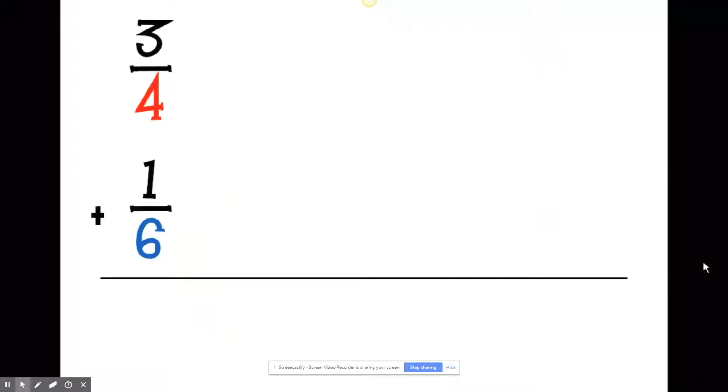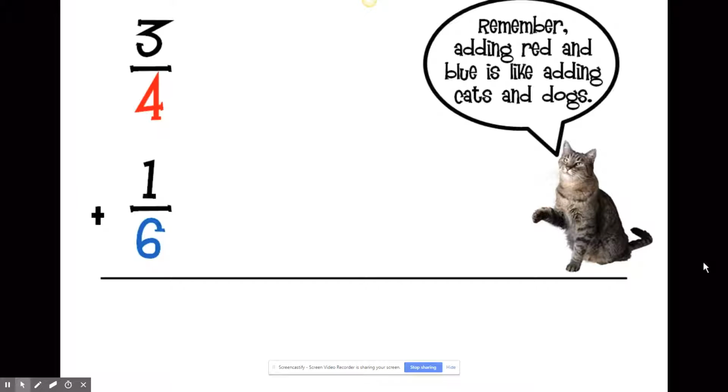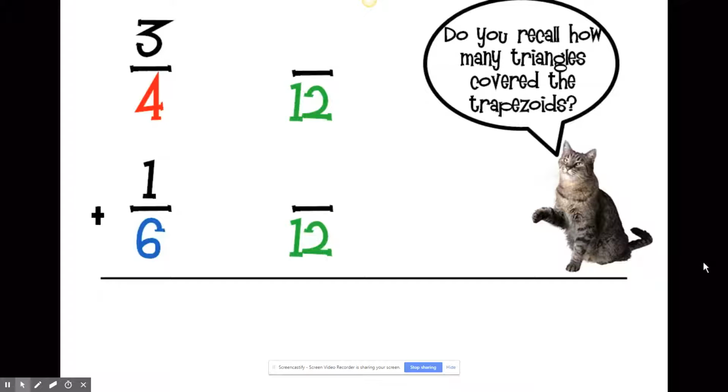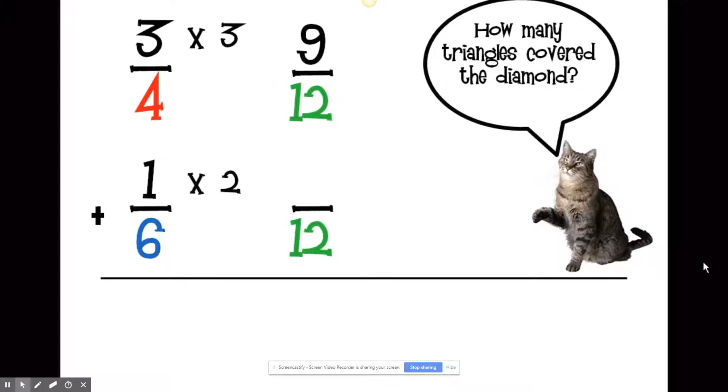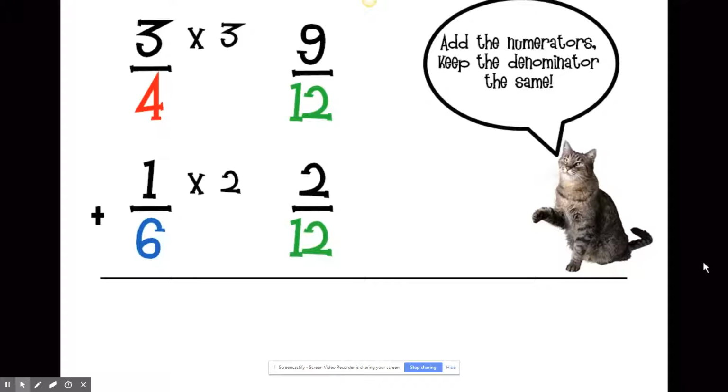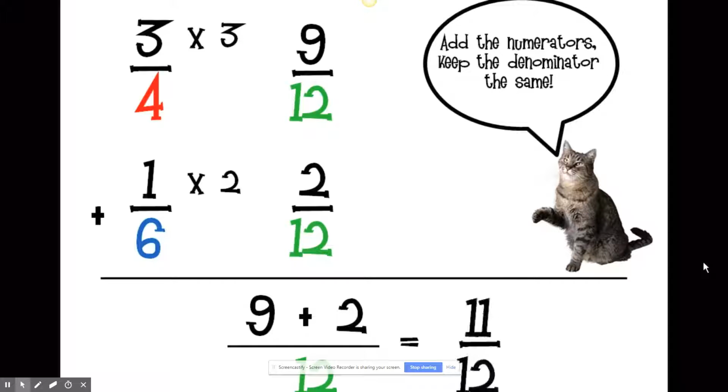I always tell my students that they should write their addition problems with fractions vertically. Now, remember, adding red and blue is like adding cats and dogs. Got to get the common denominator. Here's how you're going to get your new numerator. Do you remember how many triangles covered the trapezoids? There was 3 on each one, so 3 times 3 was 9. And on the blue diamond, there were 2. 1 times 2 is 2. Add the numerators, keep the denominator the same. 9 plus 2 is 11, so the answer is 11/12. Perfect.